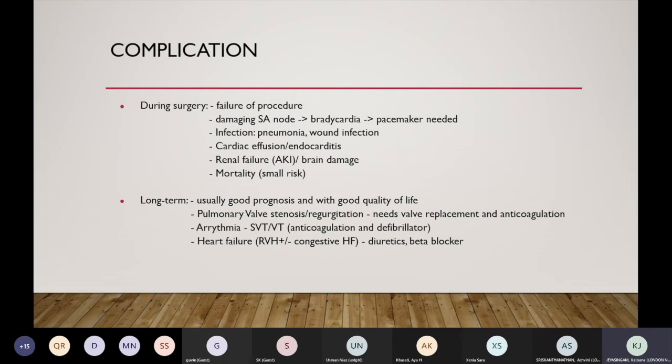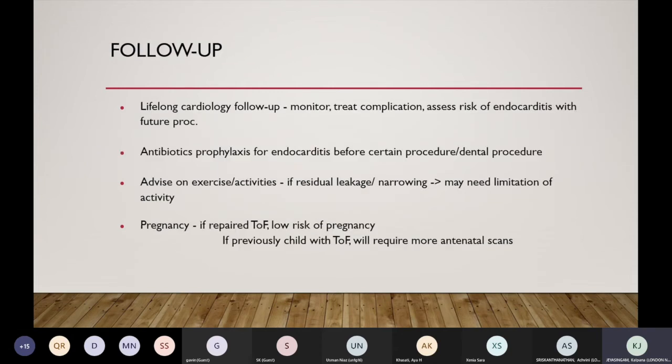Some of them might end up having pulmonary valve stenosis and regurgitation that needs valve replacement followed by anticoagulation. Some of them might have arrhythmia like SVT or VT, which needs anticoagulation and a defibrillator, or they might go into heart failure, for which they might need treatment. So again, these children will be followed up probably lifelong.